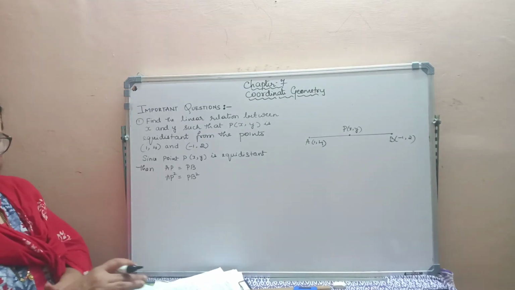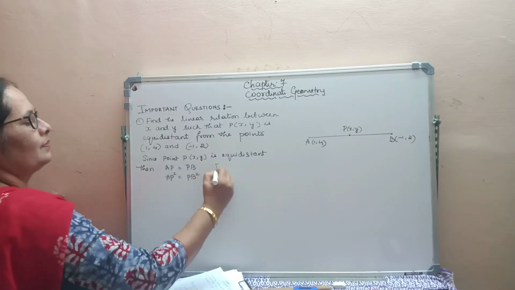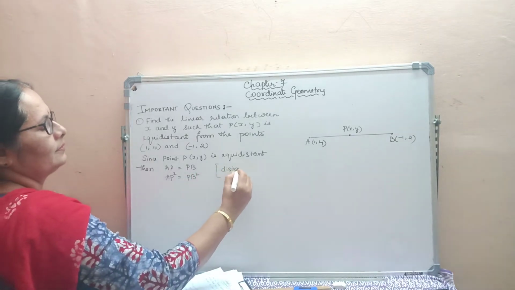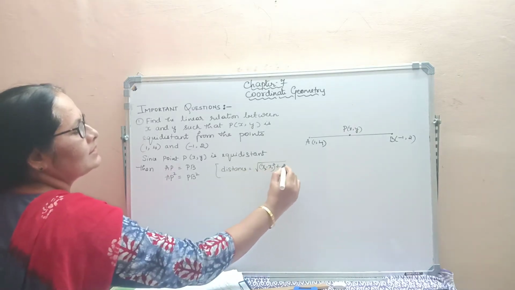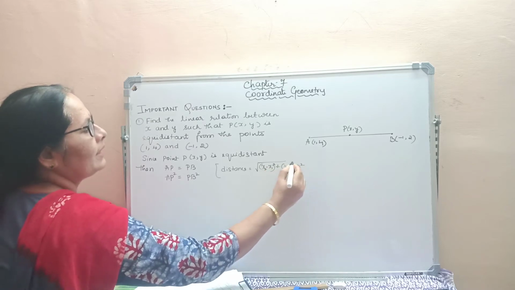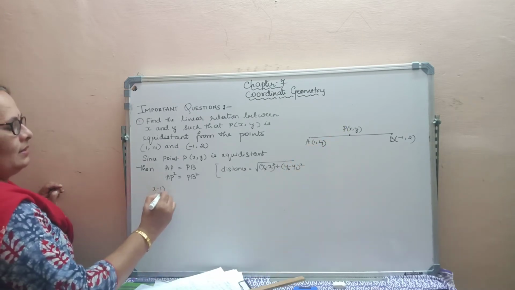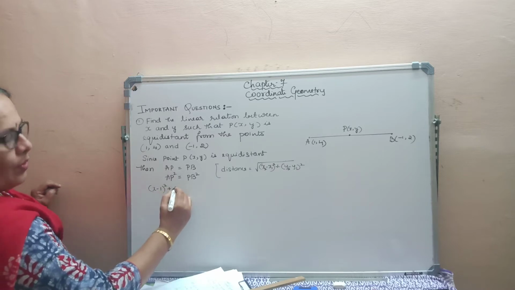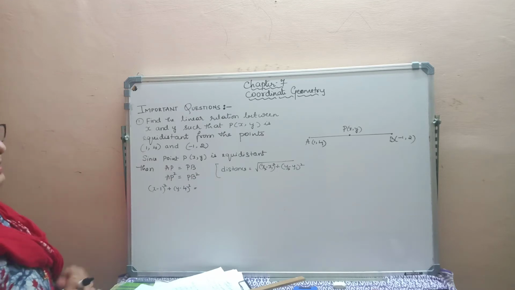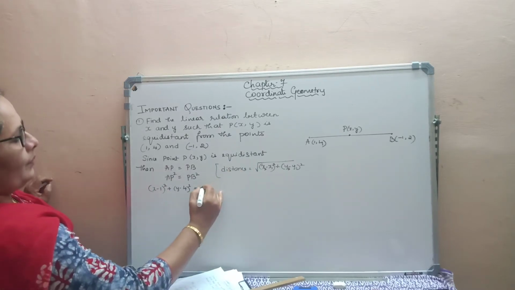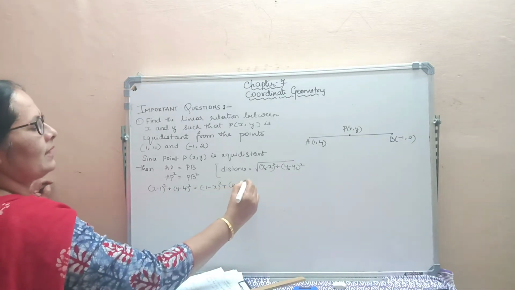Now we apply the distance formula here. So what is the distance formula? Root of x2 minus x1 whole square plus y2 minus y1 whole square. Now we apply the distance formula for AP. So x minus 1 whole square plus y minus 4 whole square. Similarly, distance PB square equals minus 1 minus x whole square plus 2 minus y whole square.